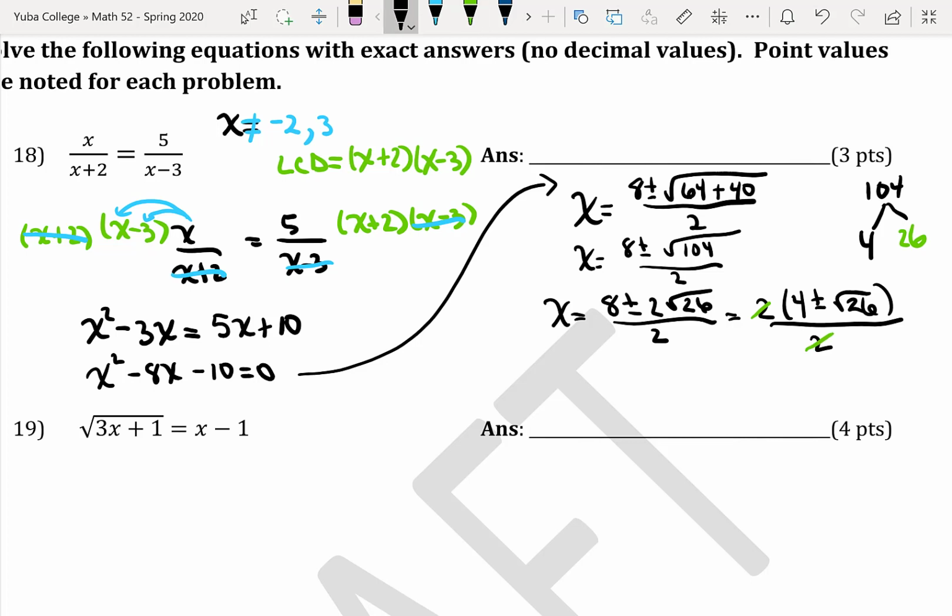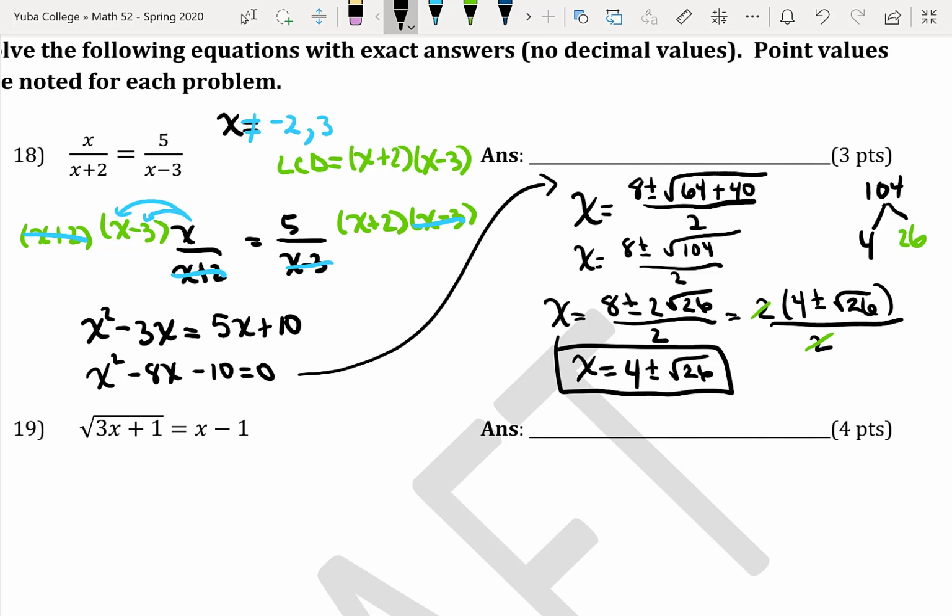Okay, so solving equations with radicals. When solving equations with radicals, you want to get the radical to one side of the equation, done. Then we want to raise both sides of the equation to a power in order to get rid of that radical. If it's a square root, we're going to square both sides. If it was a cube root, you're going to cube both sides. If it was a fourth root, you're going to raise both sides to the fourth power, etc.